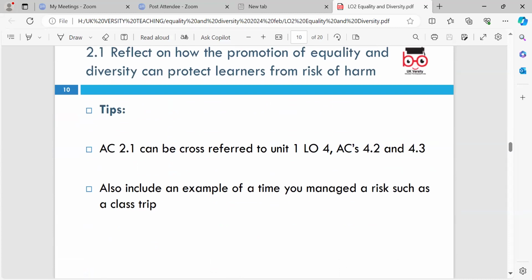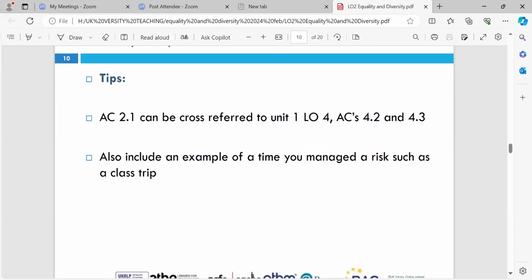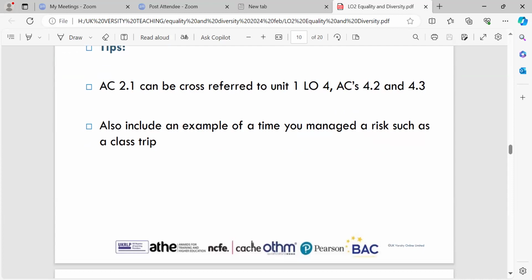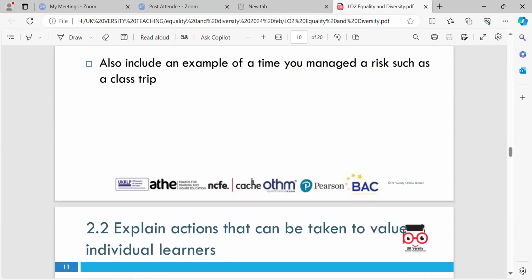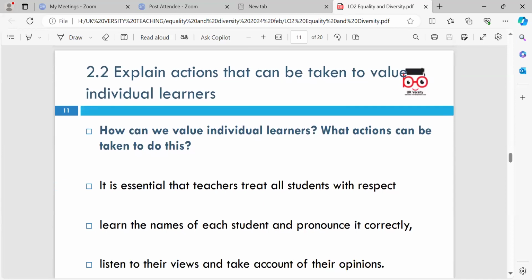Because sometimes it's beyond your control what happens, any sort of risk. So everything needs to be documented. And here we've looked at AC 2.1, which you can cross-reference to Learning Outcome 4, AC 4.2 and AC 4.3. Also include an example of a time you managed a risk, such as a class trip. Risk is a big thing that needs to be identified within any establishment, and the risk assessment books are there to establish that form of risk.